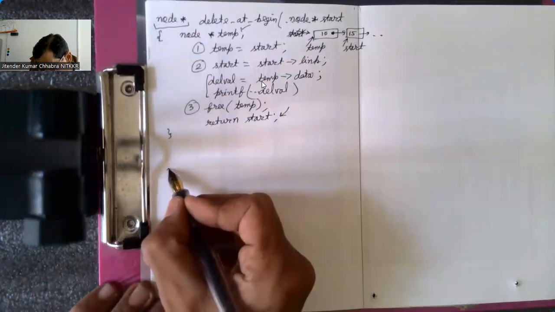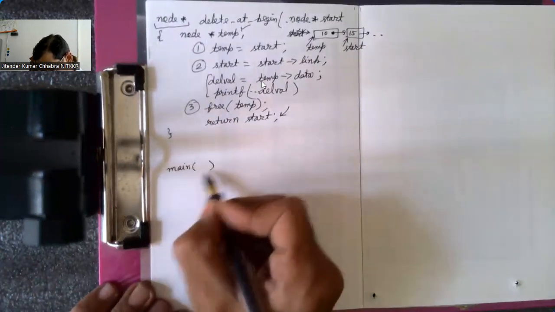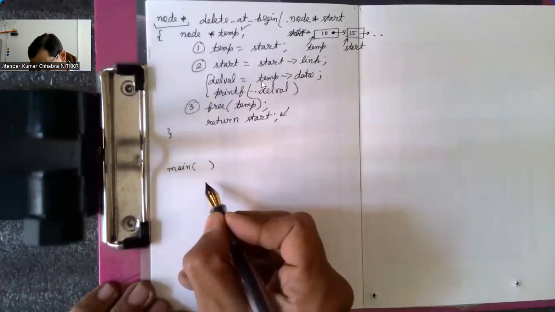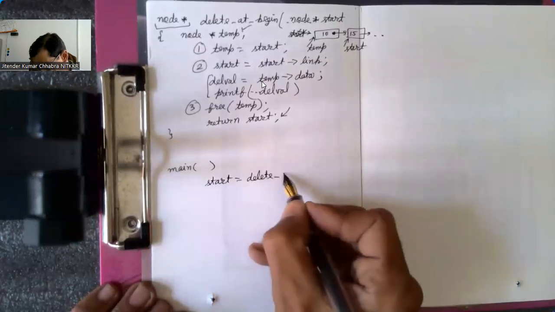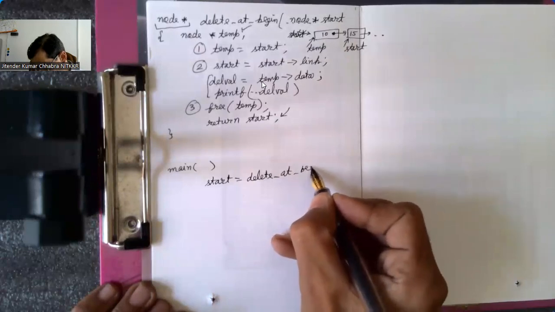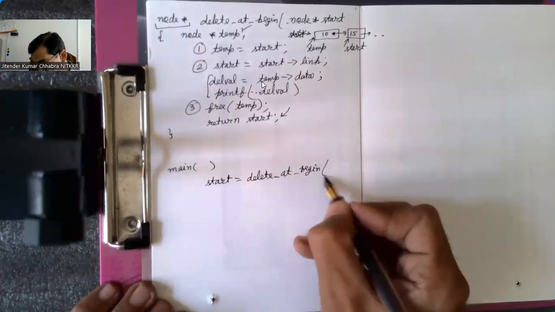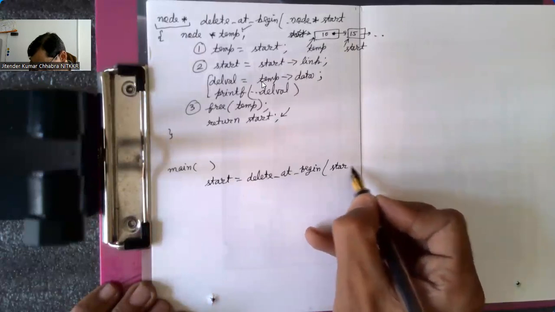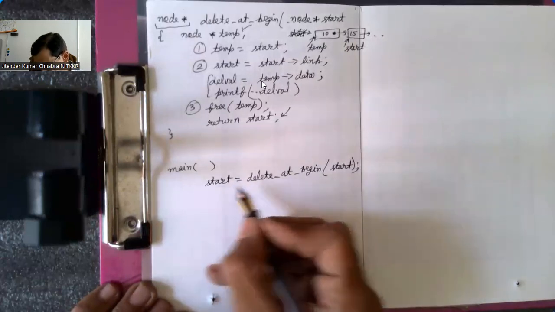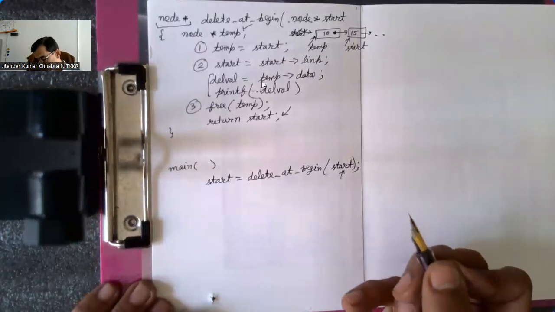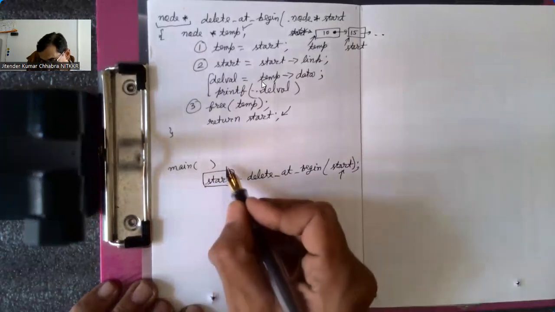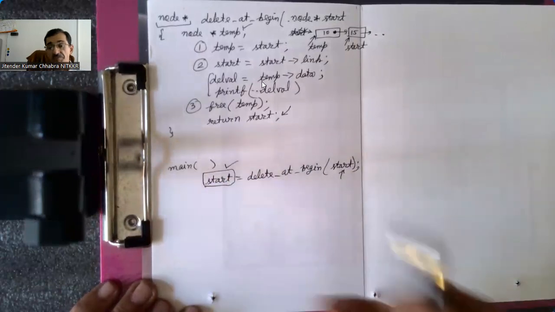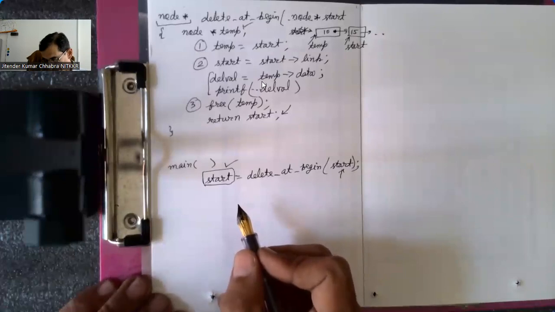From the main, how will the call come? Obviously, the call will be something like start equal to delete at begin, the function being called with proper parameters, and the parameter is, let's say, start itself, semicolon. So this is the current start being sent, and this is the updated start being returned. And this will work exactly the way we have done.